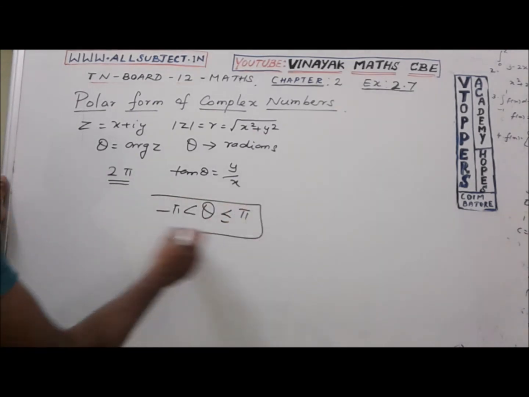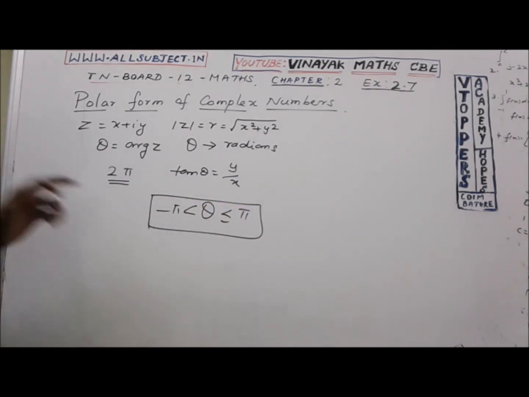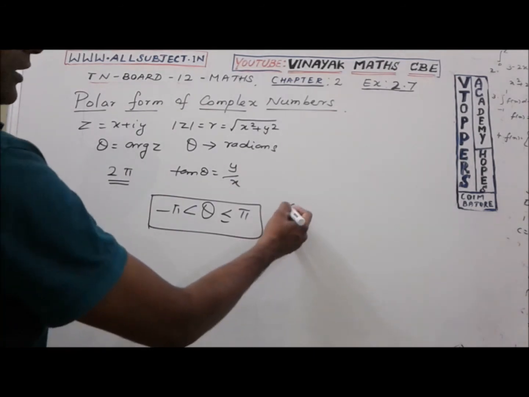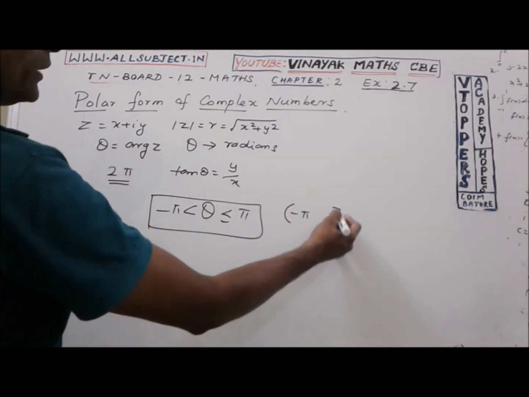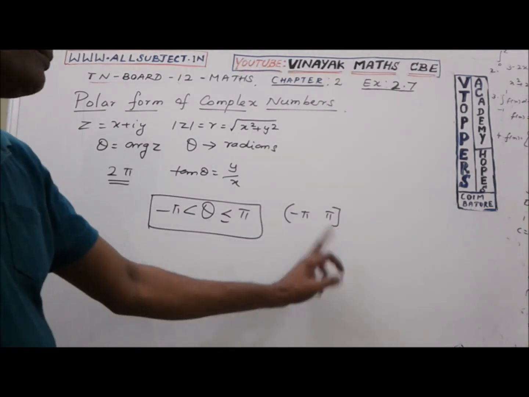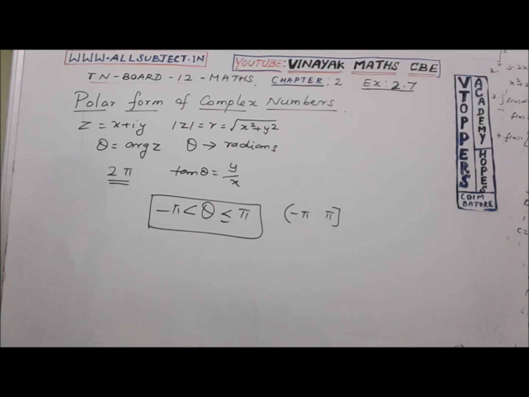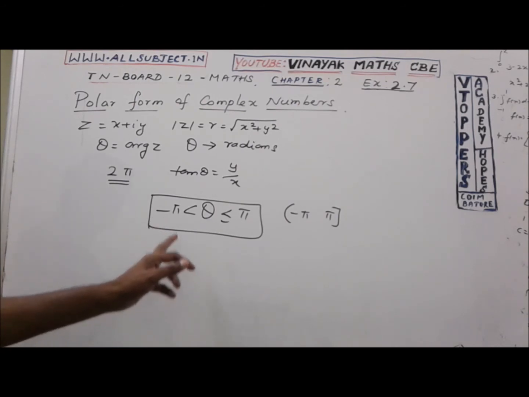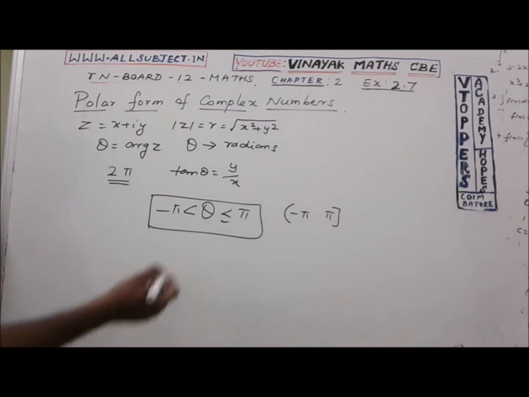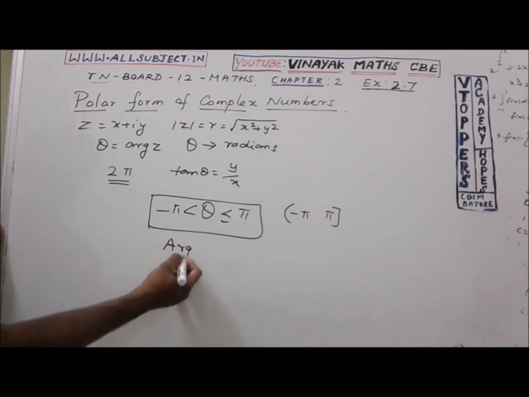This value is very important, as one more question they will be asking. It is also denoted by the interval open minus pi to closed plus pi. This unique value is known as the principal argument of z, or the principal value of theta. It is denoted by Arg z.